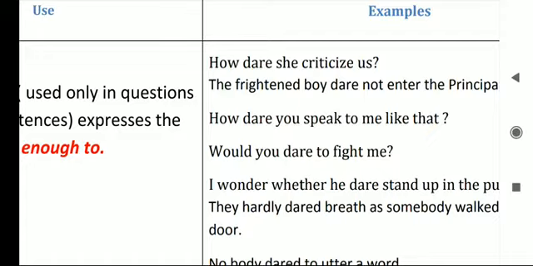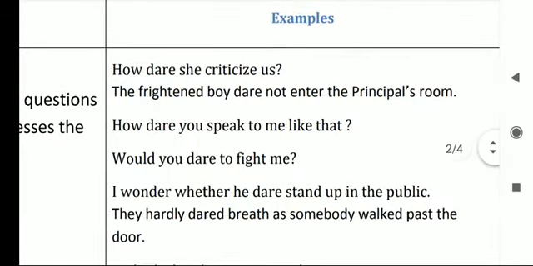The frightened boy dare not enter the principal's room. How dare you speak to me like that? Would you dare to fight me? I wonder whether he dare stand up in the public.